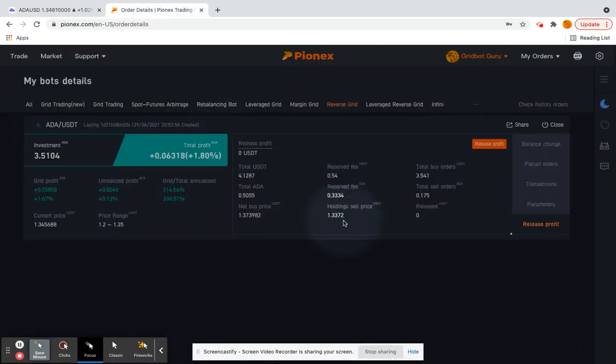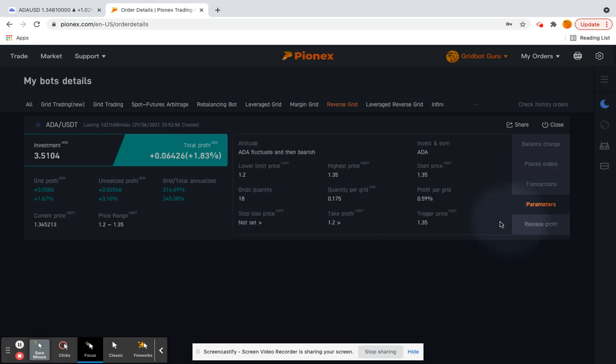Now, here's the thing that I am going to do. If I just close the bot right now and I buy back everything, I'm going to have 1.3372 as my total average buying price for my ADA. Here is where things can get fun.